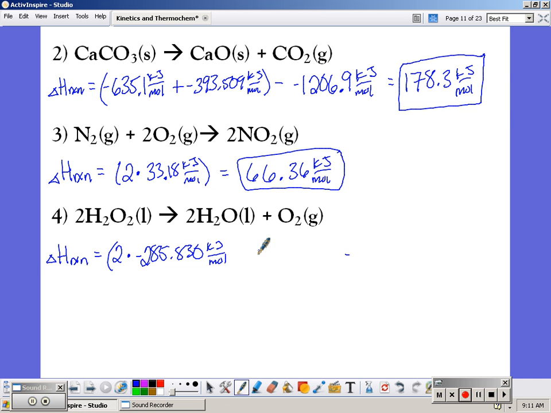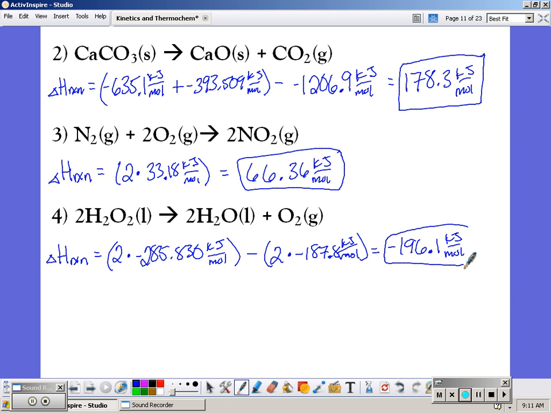Oxygen is an element in its standard state, so I'm not going to worry about it. Minus my reactants, 2 times hydrogen peroxide, and then simply type it into the calculator. And we would have an answer of negative 196.1 kilojoules per mole.